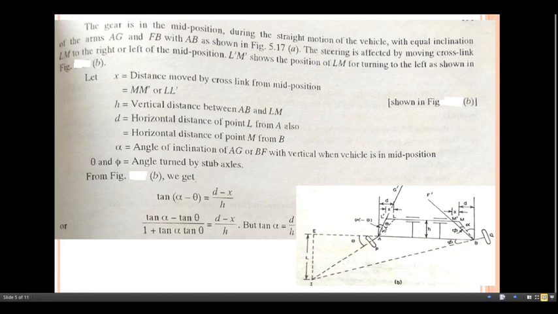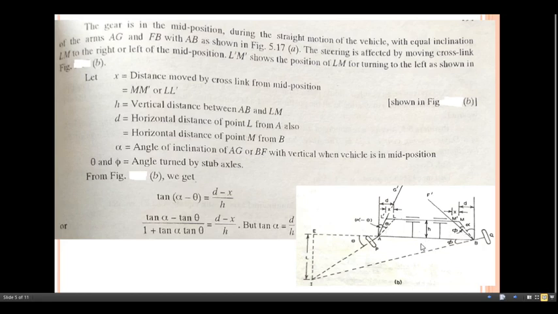So what about this angle alpha? Angle alpha is nothing but the inclination made by AG, or BF, with the vertical when the vehicle is in mid position. And what about this theta and this phi? These are nothing but the angles turned by the stub axles. Here we can get the theta, here we can get the phi.